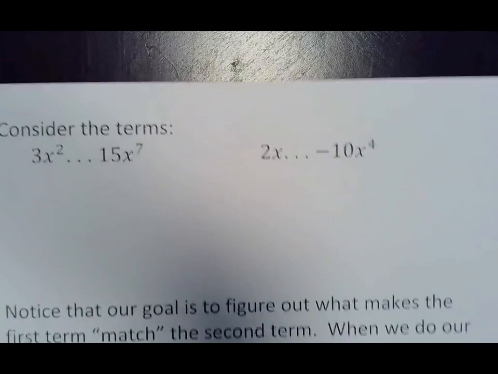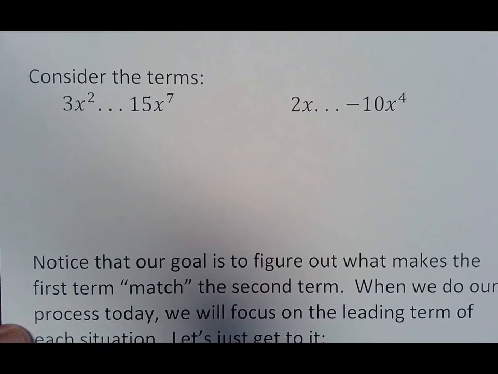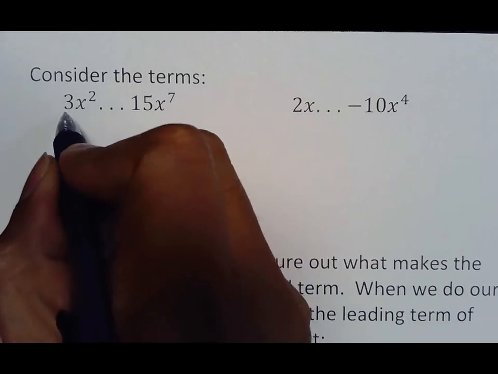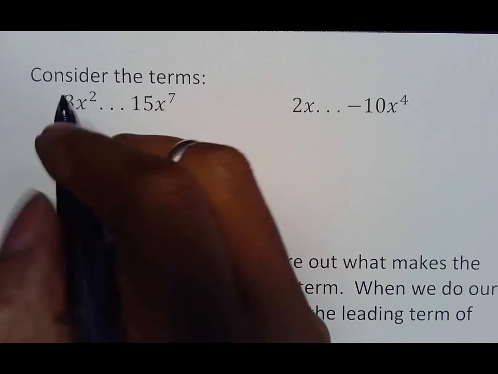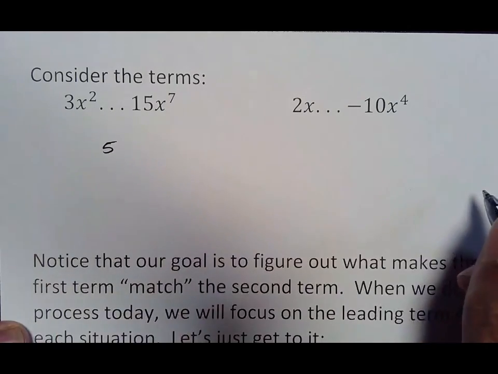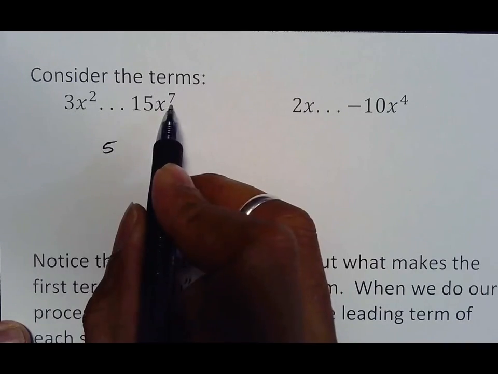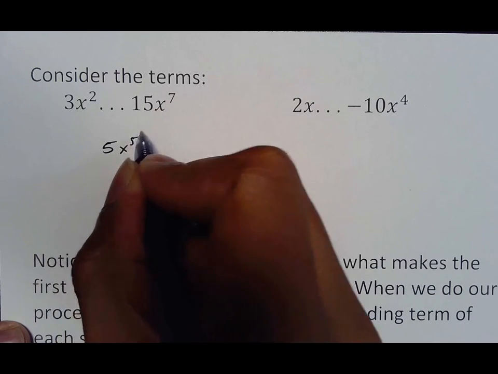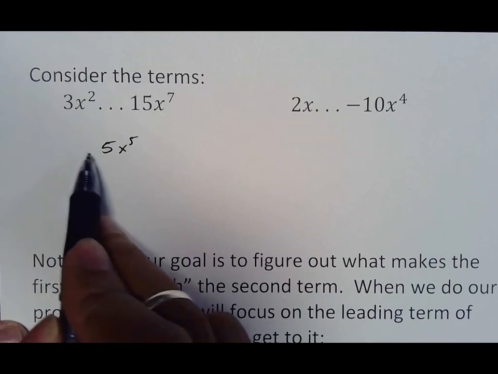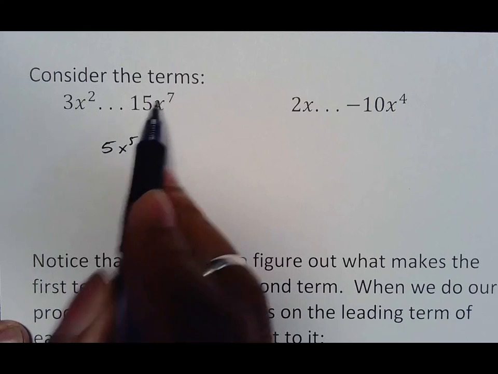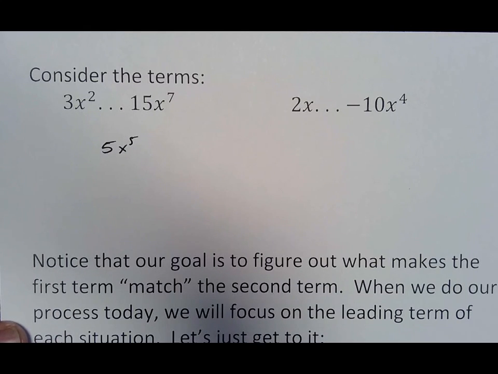So consider the terms 3x squared and 15x to the 7th. What is missing? First off, if I want 3 to be a 15, I must multiply by 5. And if I want x to the 2nd to be x to the 7th, I need to add 5 more x's, because 3 times 5 is 15 and 2 plus 5 is 7. That is how you do it.